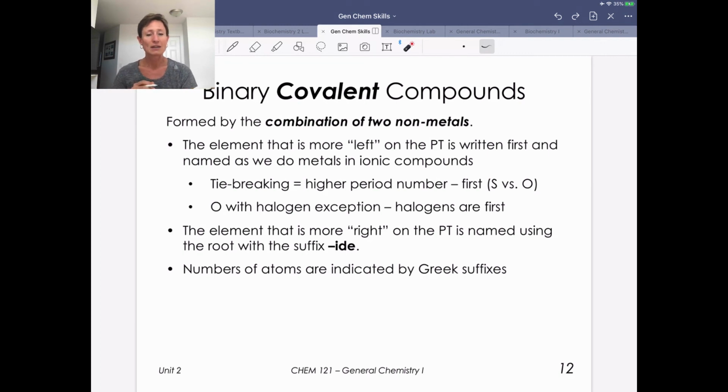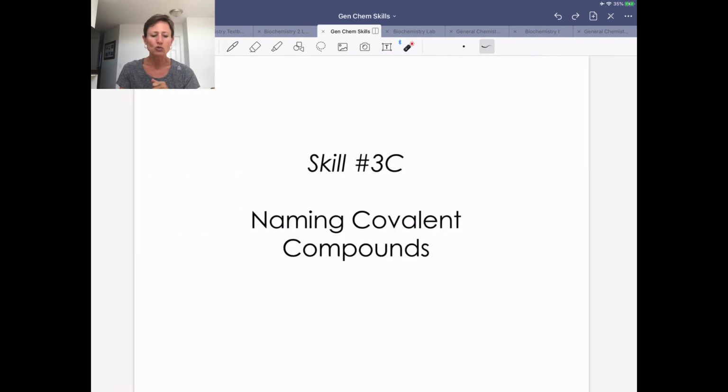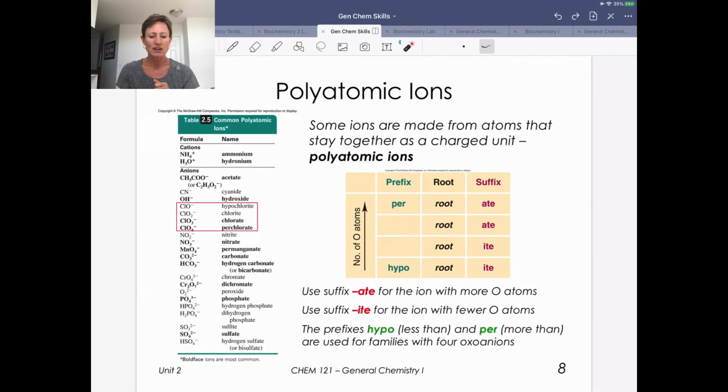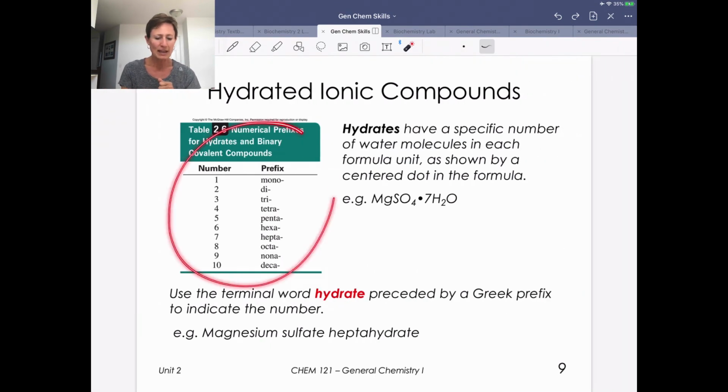CO is carbon monoxide. Those Greek prefixes that we talked about over here come into play not only when we talk about hydrated compounds, but they are also important when we talk about binary covalent compounds. So again, a long little video here on naming, but naming is a crucial, critical skill.